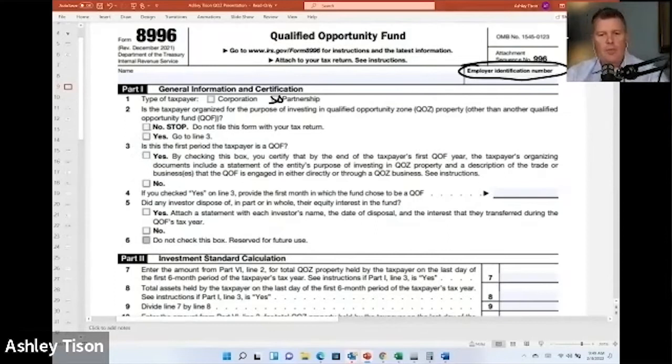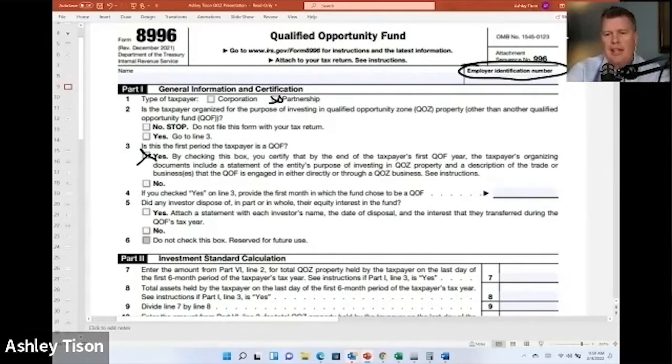Is this the first period the taxpayer is a QOF, right? And so most of the ones that we've dealt with were set up in 2021, and so you're going to be checking yes on this, right? If it wasn't, you're going to check no, and you're going to just go about your business, right? And then in subsequent years, you'll always check no. Is that exactly right? That's exactly right. And this Form 8996 needs to be filed every year that the QOF is in existence and is trying to get the benefit of 1400Z.